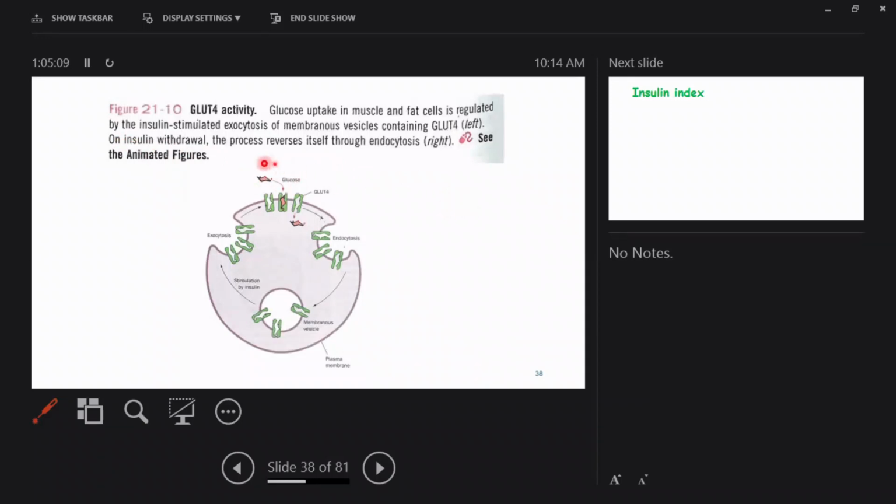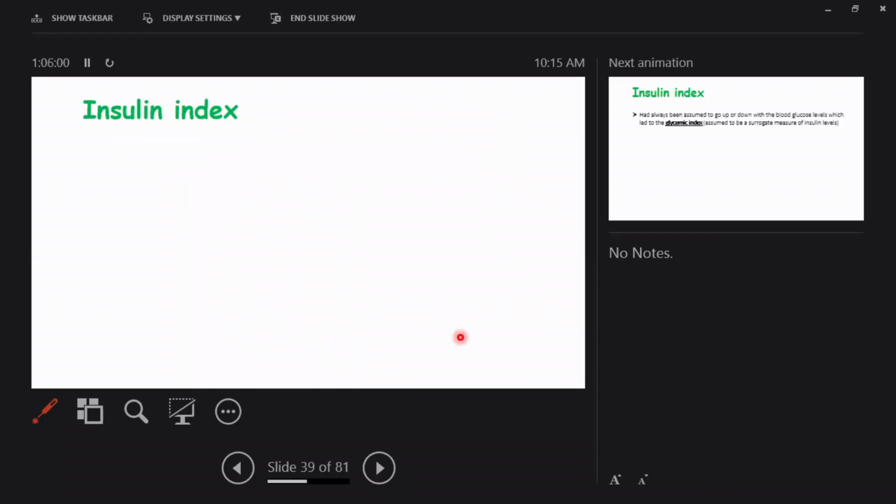Okay. On insulin withdrawal, the process reverses itself through endocytosis. So this is how it looks like when there's glucose. When there's glucose, the GLUT4 will be translocated into the membrane in order to bring the glucose inside the cell. If there's no glucose, for example, the glucose is not here, then the GLUT4 stays within the cells, in the cytoplasm. When the body senses that there is glucose available, the GLUT4 will be translocated into the cell membrane and ready to take the glucose. This is the process of taking glucose from the blood into the cells by GLUT4.